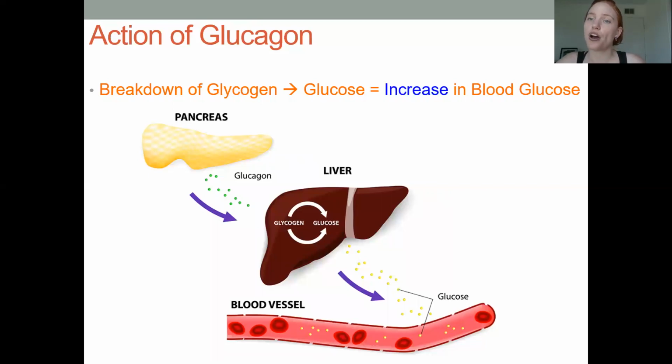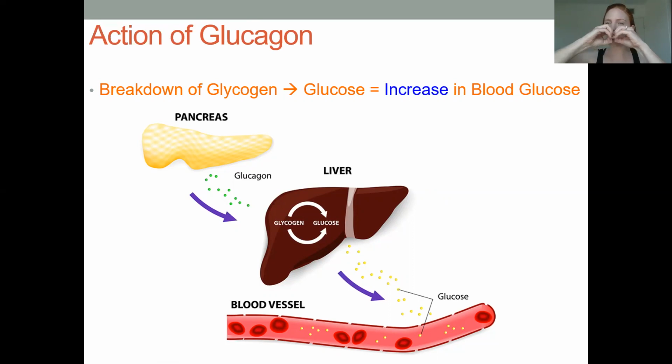Okay, glucagon. Glucagon opposes insulin, so it's going to increase blood glucose levels. Glucagon is secreted during the post-absorptive state, so when you're in the hungry state, the fasting state. What it does is go to the liver as well as the skeletal muscles, and cause the breakdown of glycogen, which is the storage molecule where all of the glucoses are hooked together.